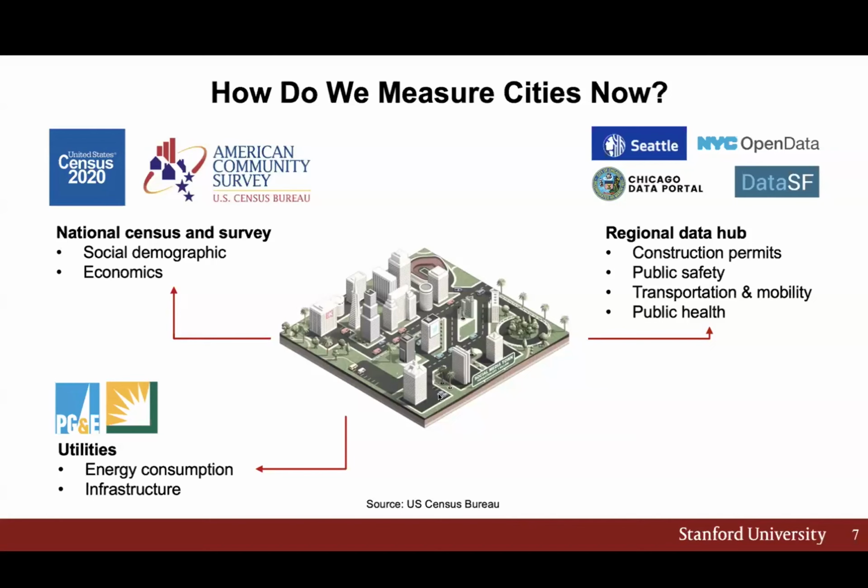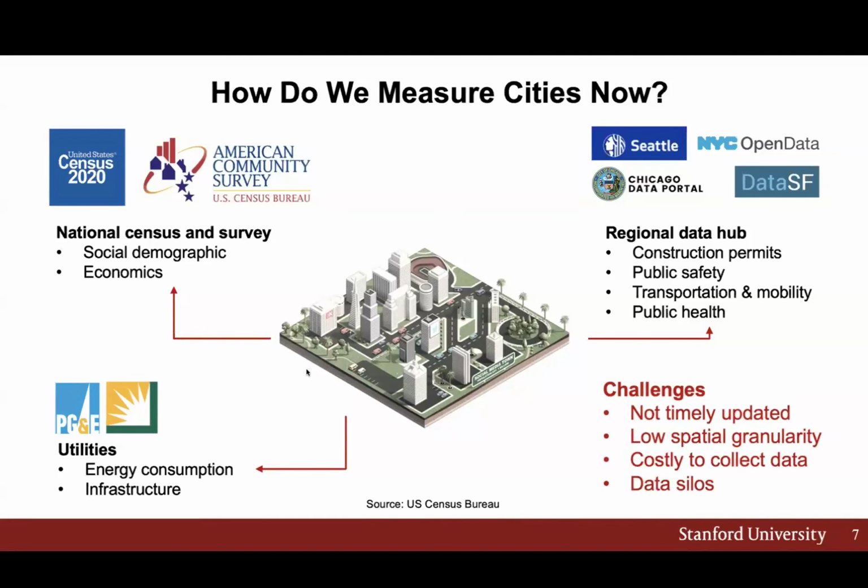Yeah, so these different measures have some common challenges. Those data are not updated in a timely manner, as we saw earlier, it happens every 10 to 5 years. And many of them have very low spatial granularity. It's aggregated, and also very costly to collect. And many cities have different data formats, making them data silos. You cannot do analysis across different regions.